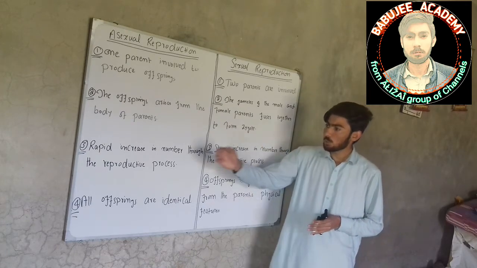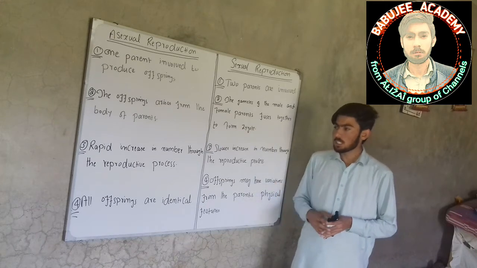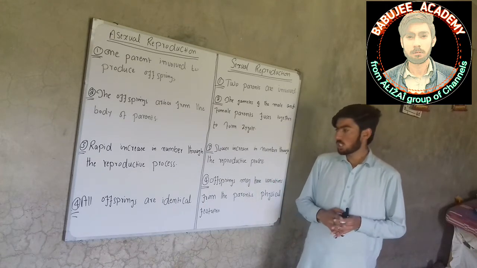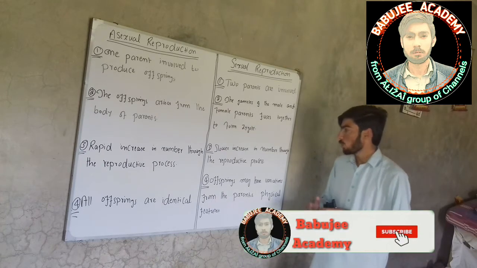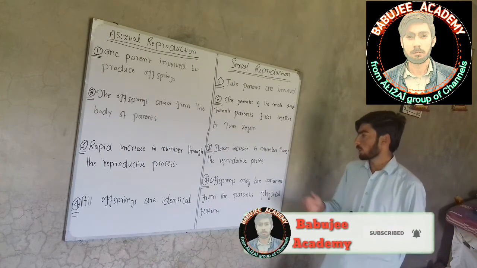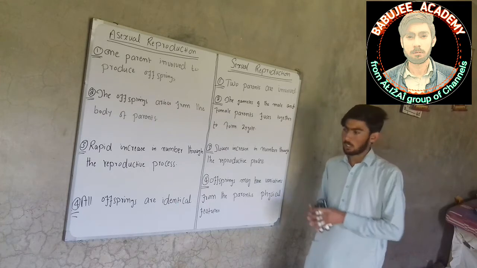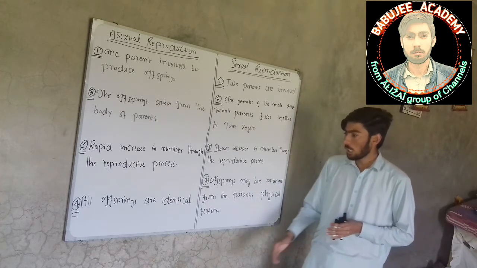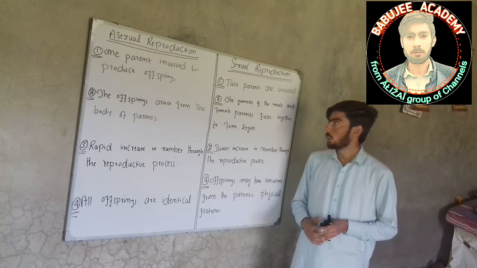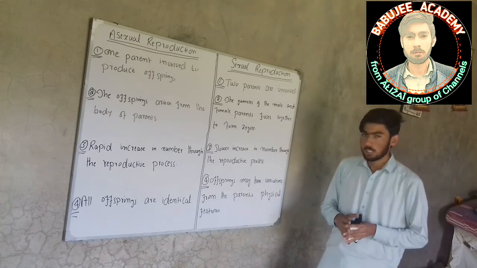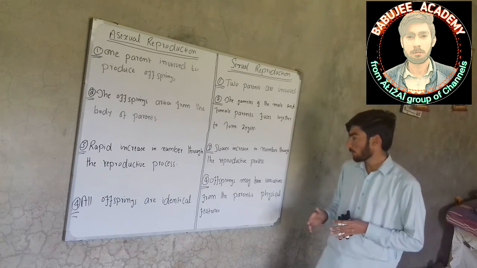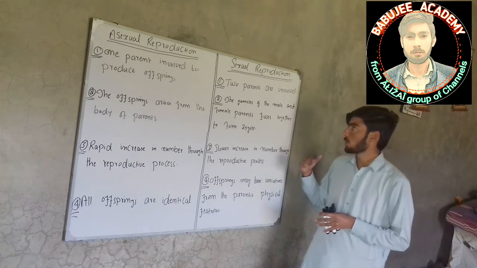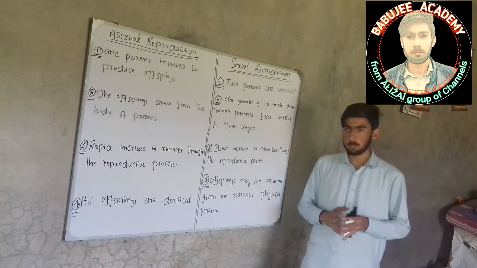Now, in asexual reproduction, there is a rapid increase in number through the reproductive process, while in sexual reproduction, there is a slower increase in number through the reproductive process. In asexual reproduction, all offspring are identical, while in sexual reproduction, offspring may have variation from the parent's physical features. In sexual reproduction, variations are present.